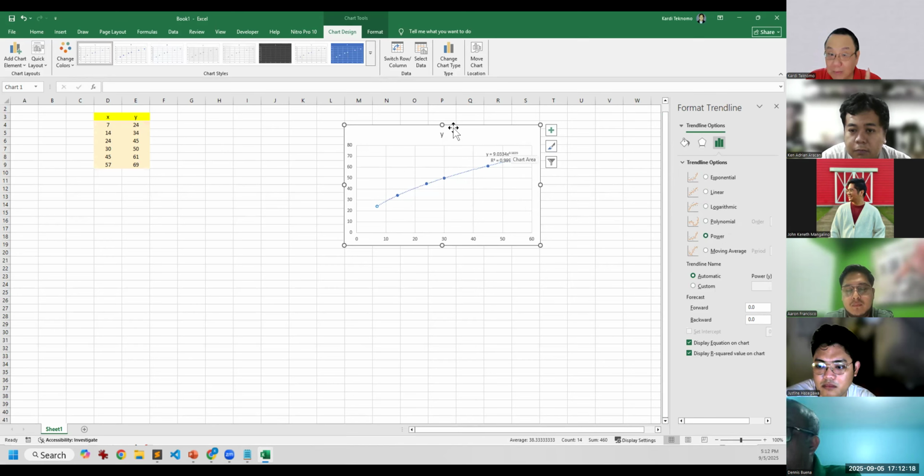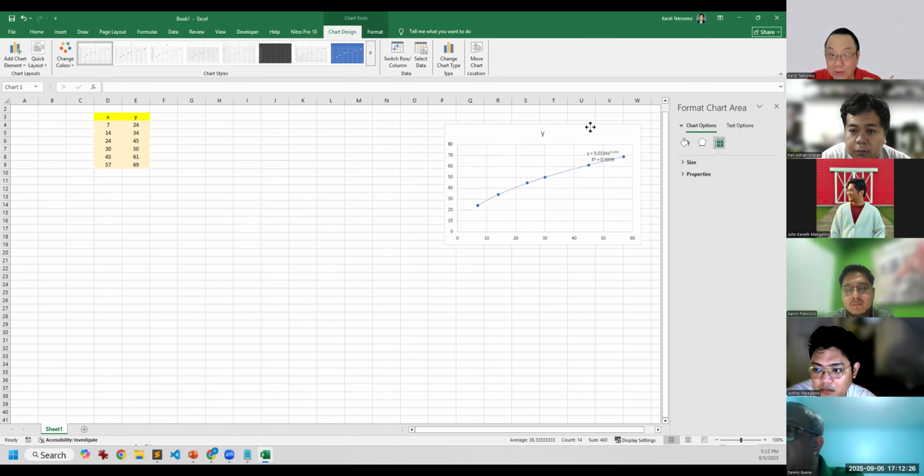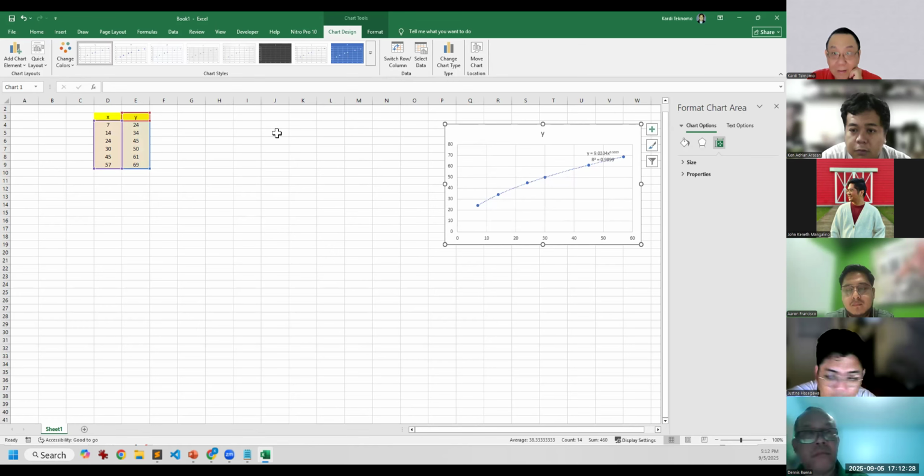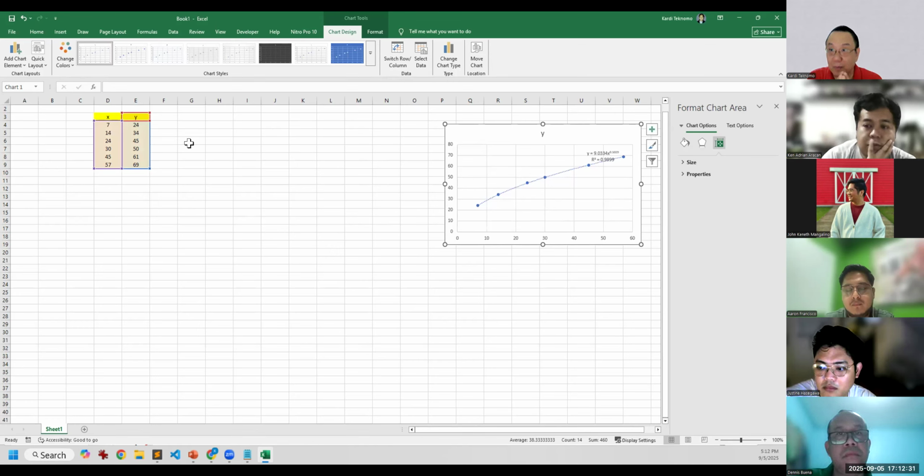But how are we going to do this without the trend line? Can we compute this manually? Why do we want to compute manually if there is already a trend line? Because if you know how to compute this manually for one particular model, for example the power model, then you know how to use the same method for other models. Okay, let's do it manually.